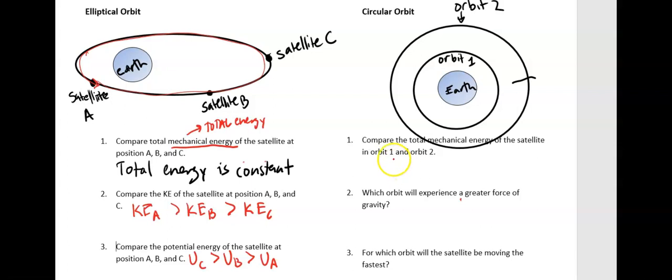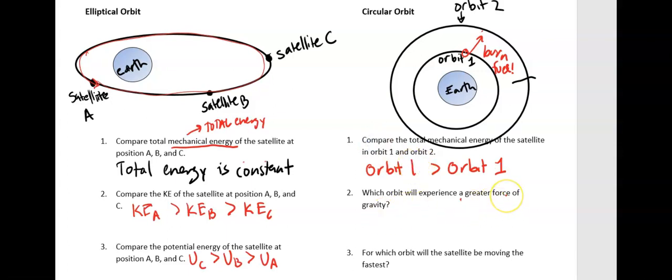Total mechanical energy of the satellite in orbit 1 and orbit 2. We could prove this with numbers, but I'm not going to do that now. If something needs to go from orbit 1 to orbit 2, it's going to need to burn some fuel, or essentially we need to put more energy into the system. So orbit 2 is going to have more total energy than orbit 1. Okay, let's look at the last one.